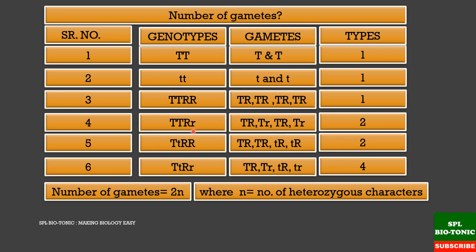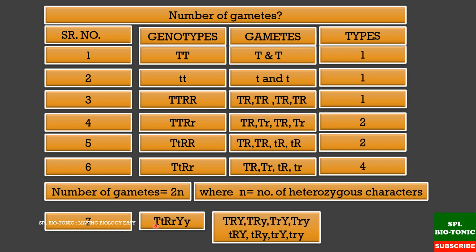In the case of the 4th, one heterozygous condition, so 2 raised to 1 is 2. In the case of the first 3 cases, there are no heterozygous conditions. So 2 raised to 0 is what? 1. Once we know the formula, we can easily understand the number of gametes formed by any genotype. Now in the case of the 7th example, there are 3 heterozygous conditions, so 2 raised to 3, the answer should be 8. So these are the 8 gametes formed.